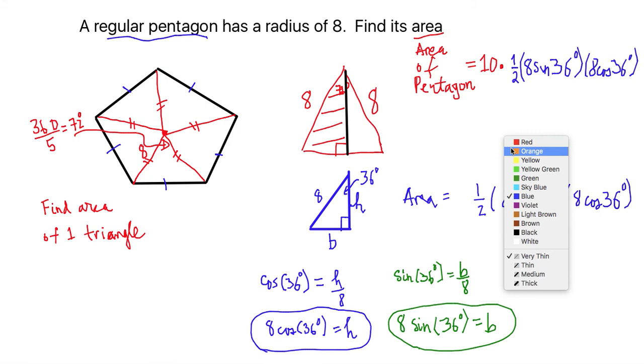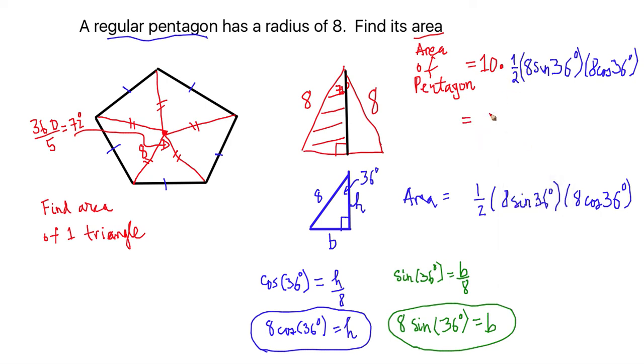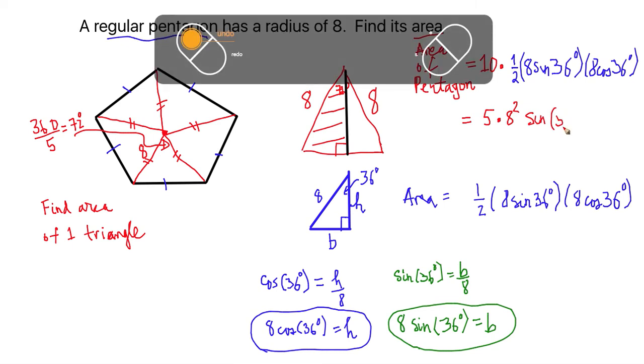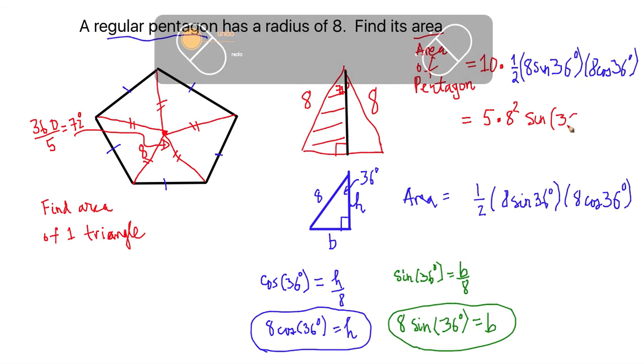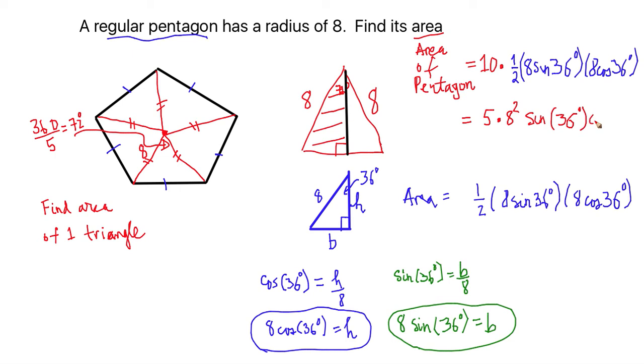And I'm going to simplify this a little bit further as follows. I have 10 and 1/2, so that's just going to give me 5. I have 8 and 8, so that's going to give me 8 squared. And then finally, once again, sine of 36 degrees and cosine of 36 degrees. And this all comes out to approximately 152.029 units squared. So this is my final answer for the area of a regular pentagon.